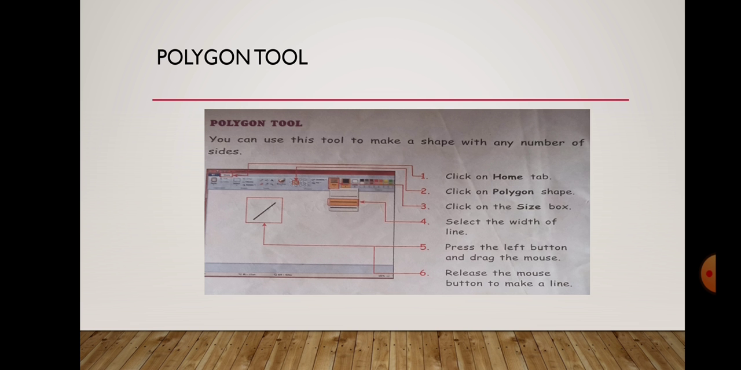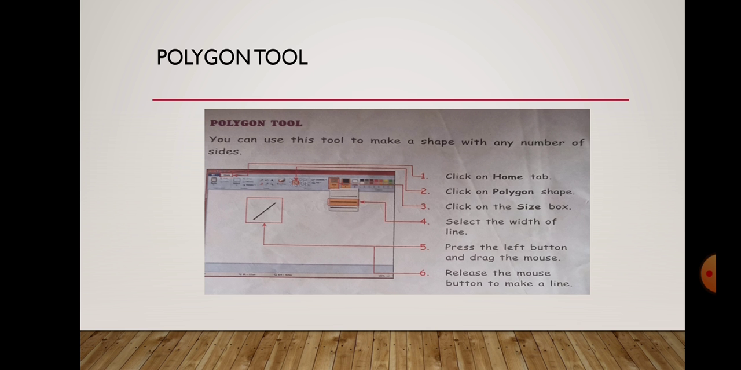Next is the polygon tool. Now what do you mean by polygon tool? A polygon refers to a diagram which is made up of straight lines. As you can see, one straight line is being made over there. So the structure which is made with the help of lines is known as a polygon.